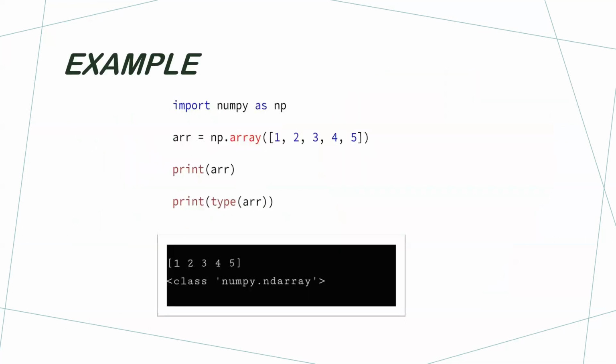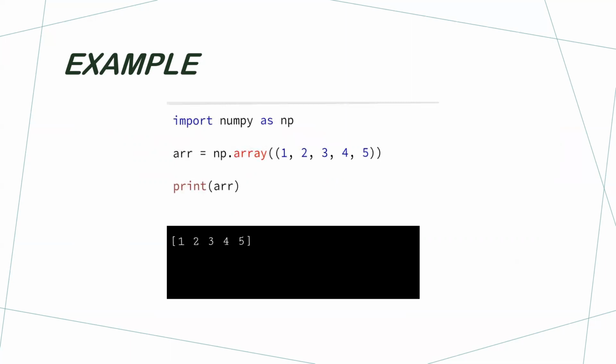Here we can see an example: import numpy as np, arr equals np.array of 1, 2, 3, 4 and 5. Print arr, print type of arr. In this example, print of arr prints the array and the type of arr prints the data type of arr, that is, class numpy.ndarray.